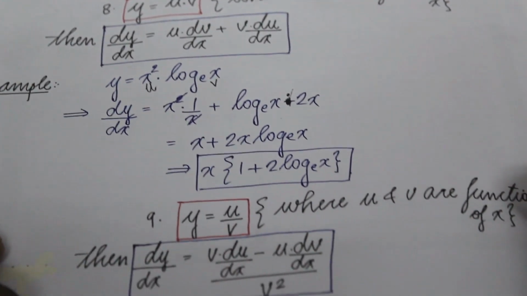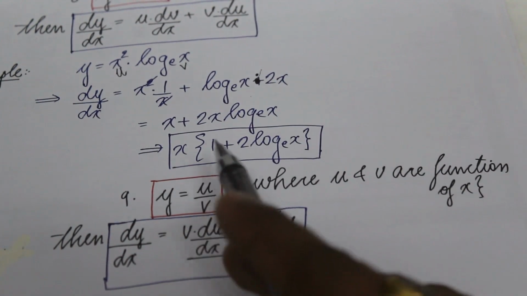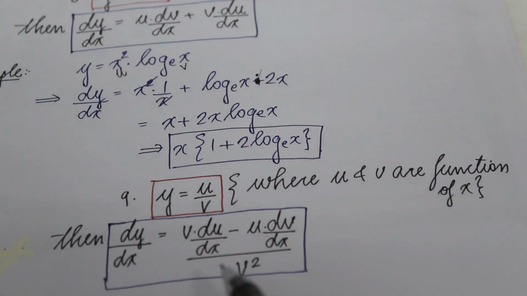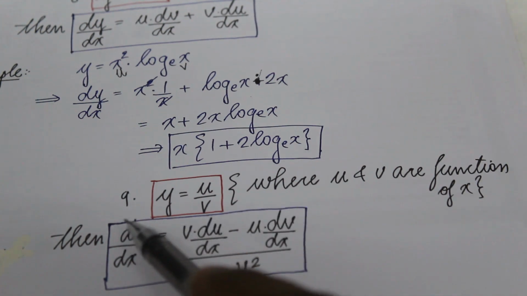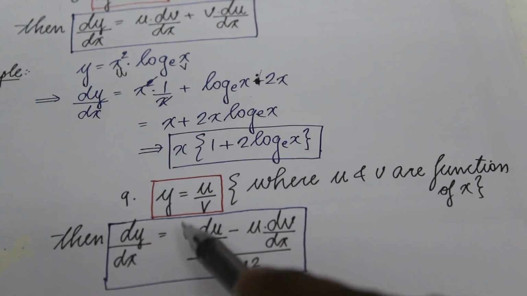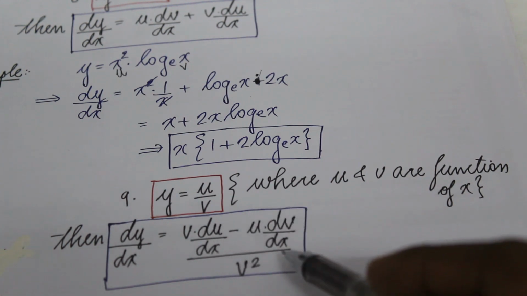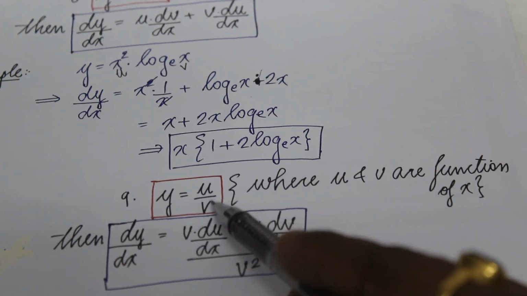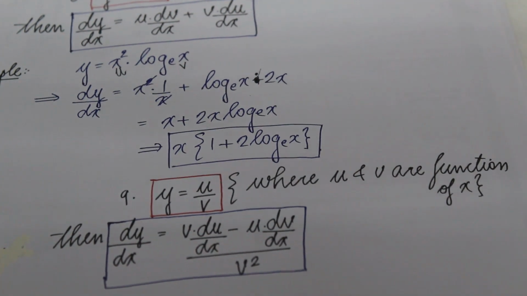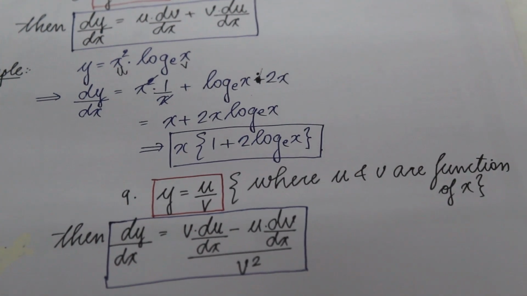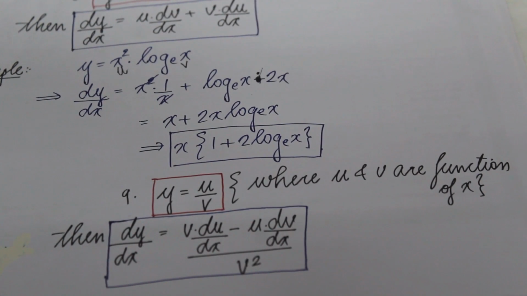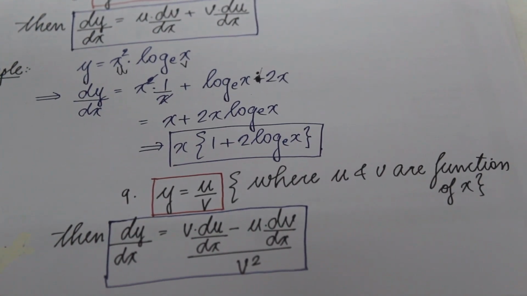Moving on, what if both of them are in a fraction form? Then this is the formula for finding out dy by dx, which is given by v du by dx minus u dv by dx upon v square. You must remember this formula as they are very useful in solving various numericals.